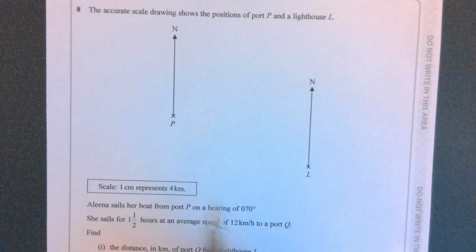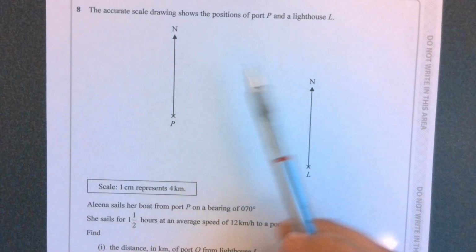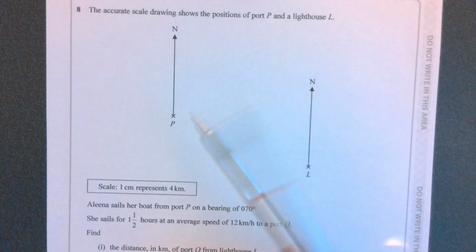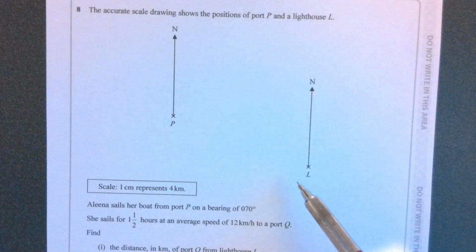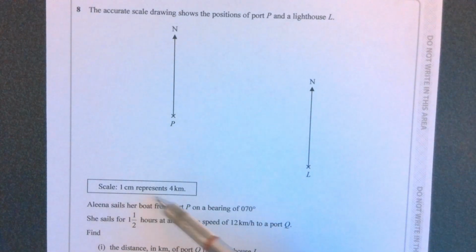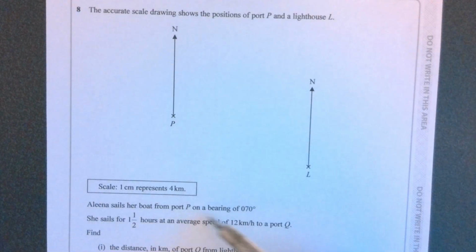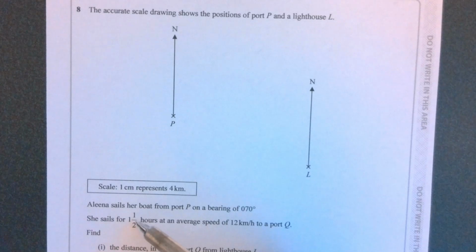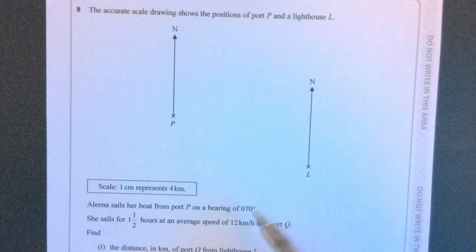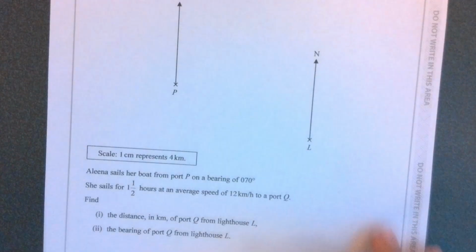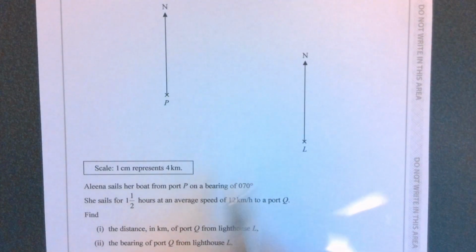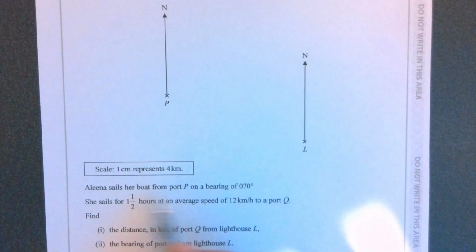Question number 8. The accurate scale drawing shows the positions of port P and the lighthouse L. So we've got the port P over here, the lighthouse L over here. We've got a scale, 1 centimeter represents 4 kilometers. Alina sails her boat from port P on a bearing of 70 degrees. She sails for 1.5 hours at an average speed of 12 kilometers per hour to Port Q. We have to find the distance in kilometers of Port Q from the lighthouse L and the bearing of Port Q from lighthouse L.